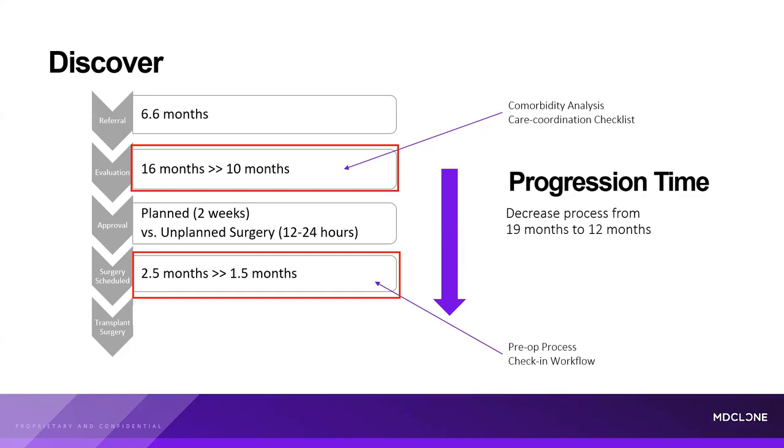From approval to the surgery being scheduled, for planned surgeries such as living donor transplants, it was taking 2 weeks, and for unplanned surgeries such as deceased donor transplants, it was taking 12 to 24 hours. So that was where we were very efficient in the process.